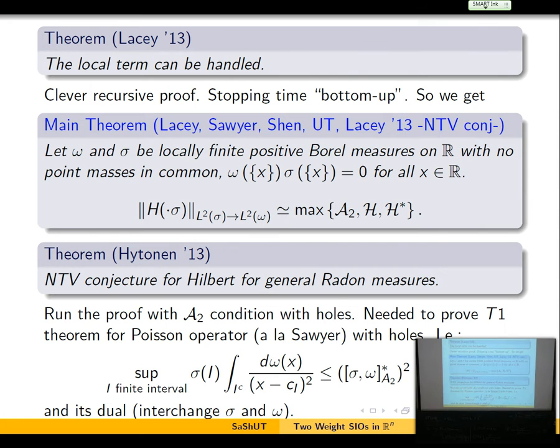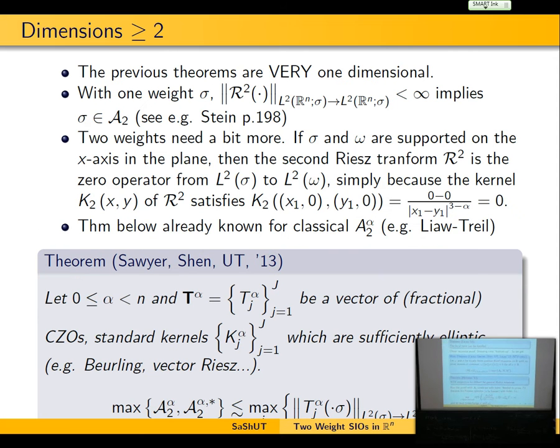Okay, so now we understand one dimension, you try to move up in dimensions and other operators. So the previous theorems are very one-dimensional, and I will emphasize different aspects of this, okay? But let's start with a very simple instance in which you can see the one-dimensionality. So let's assume you have one weight for a moment. You take the Riesz transform in R^n, well, actually it would be R^2, but anyway, one of the components of the vector of Riesz transforms. So let's say the second component.